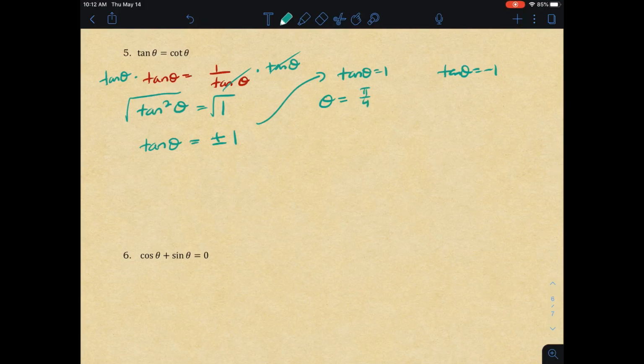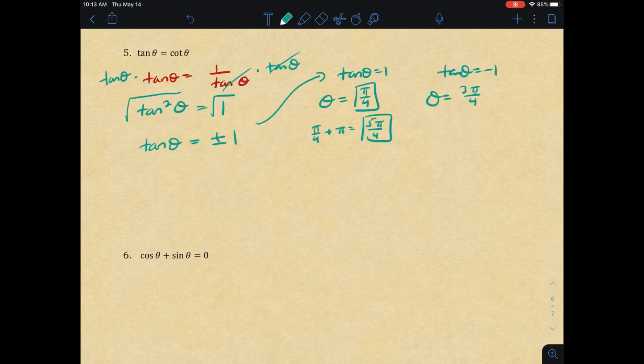That would give me pi over 4. And then once I know that, I can just simply add pi to it, and I'll get my second solution. So if I just take pi over 4 and add pi to it, I'll get 5 pi over 4. So these are 2 values that make tangent of theta equal to 1. For tangent of theta equals negative 1, I just need to find the one angle between 0 and pi. This will give me 3 pi over 4.